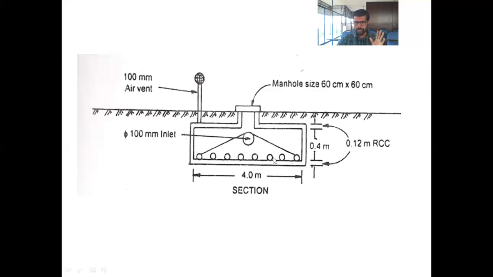Okay, these are different pipelines. This is the main pipe through which this is connected. So the height is 0.4 meter, this thickness is 0.12, this width is normally 4 meters. The size of the manhole is 60 into 60 centimeter.